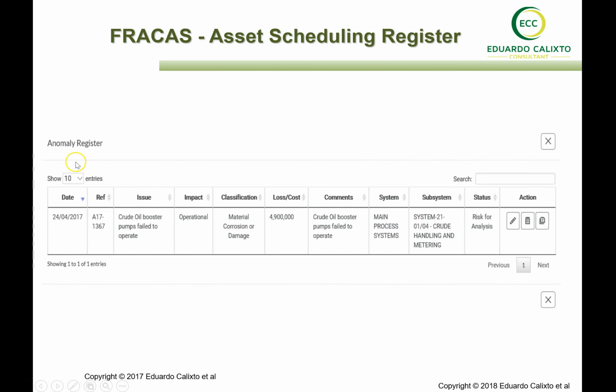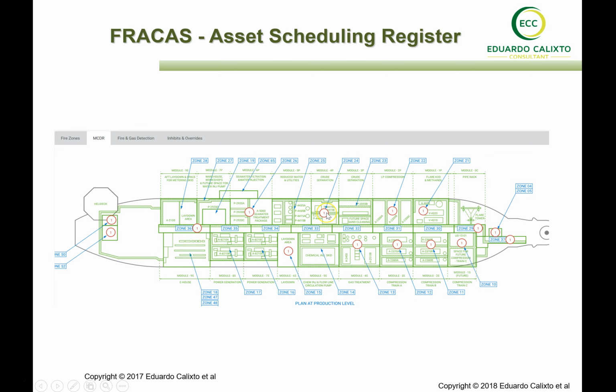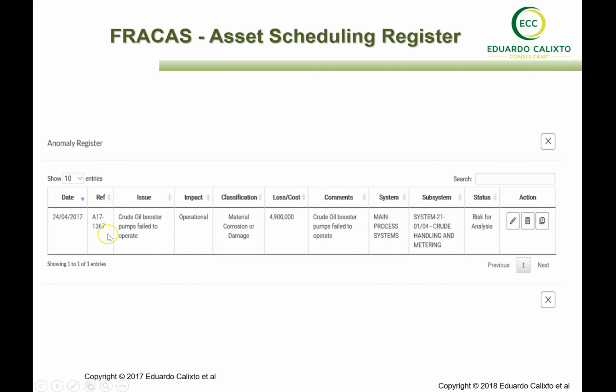Okay, and then of course take a look at what the issue was, which is the real equipment that we're talking about, and review the FRACAS assessment. So here we have an issue that was raised on the 24th of April 2007. The issue was that the crude oil booster pump failed to operate, so it's a corrective maintenance, so go directly to the FRACAS, and that has an impact on operation. The material corrosion or damage, so that's the classification.